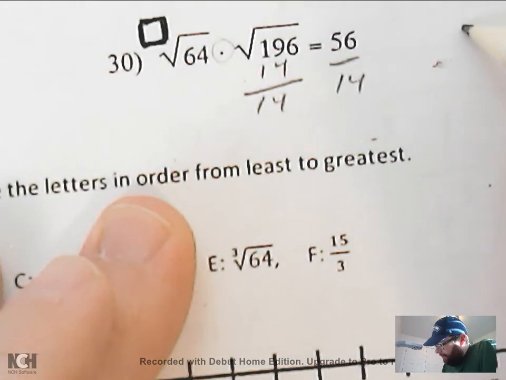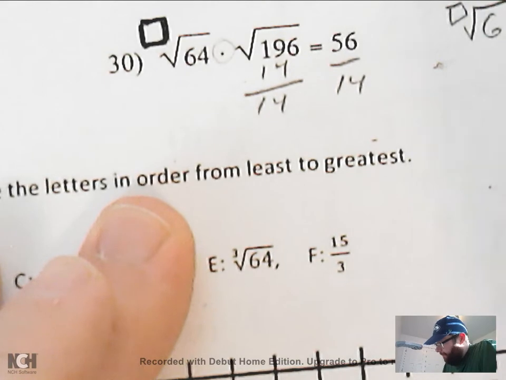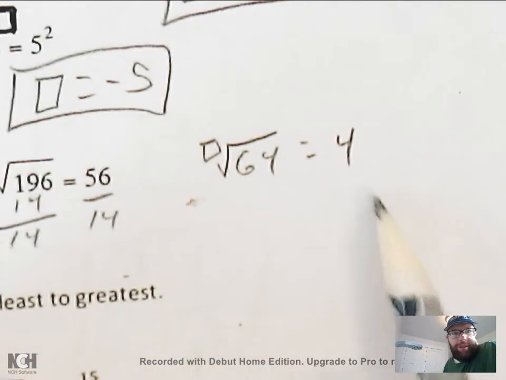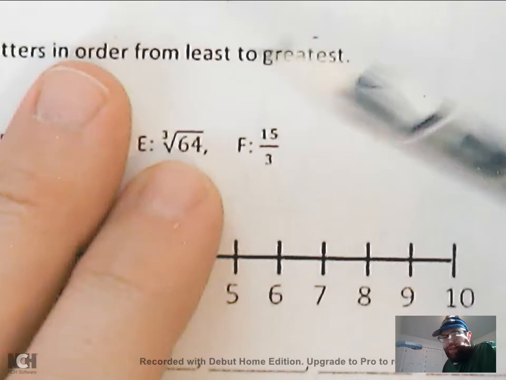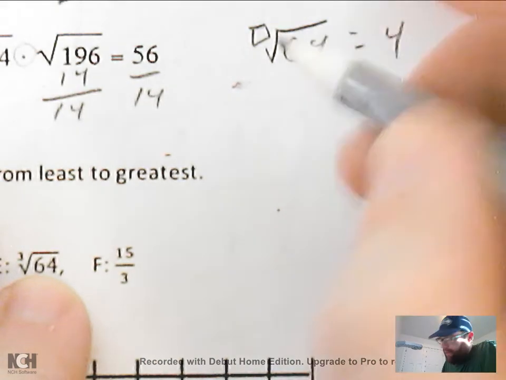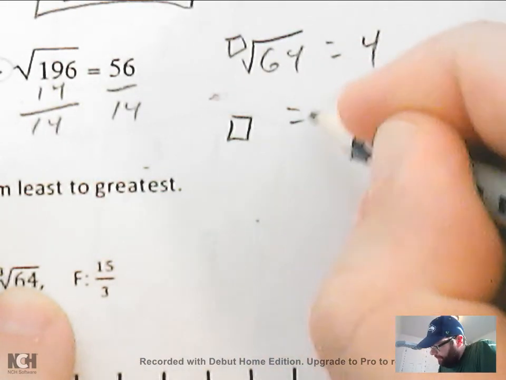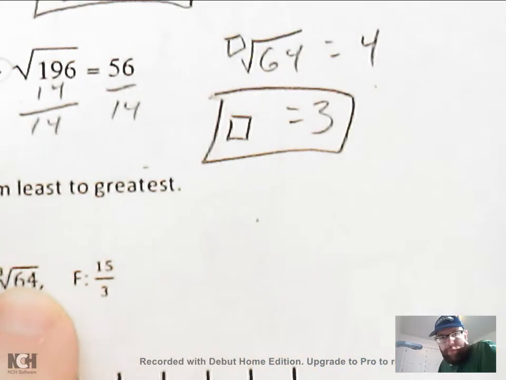So the something, we already did this. The box root of 64 is equal to 4. And we literally already did this on this problem over here, and it's a cube root. So that means this box is a 3. And that'd be your answer.